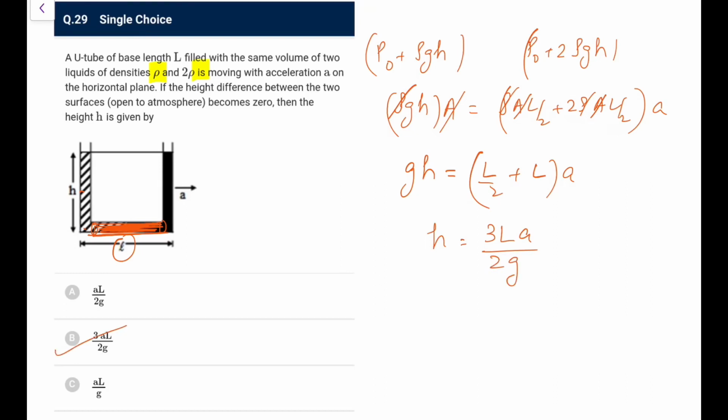That is what I can make out, because for the horizontal section the net force should be equal to mass times a. So that is what I am writing out. Now go ahead.